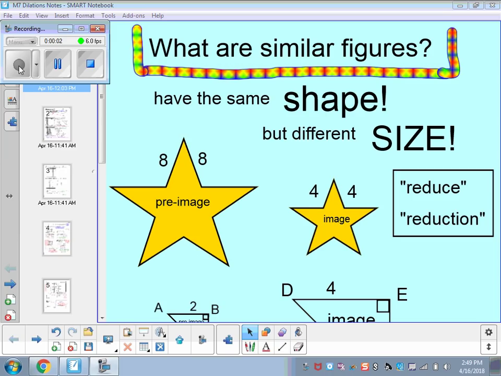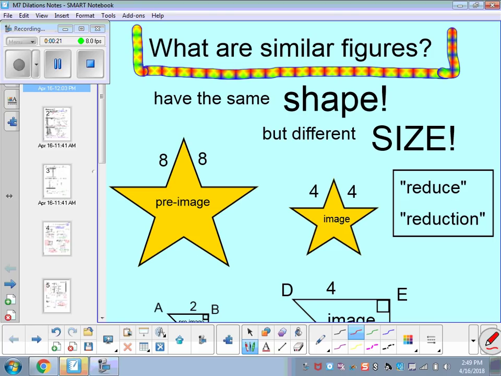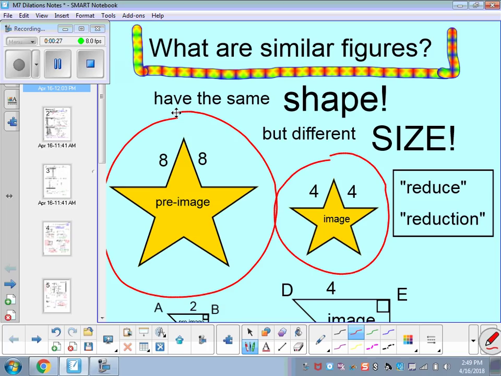Alright, so in this video we're going to learn about how similar figures can be represented on the coordinate plane. And when we have similar figures drawn on a coordinate plane, we call them dilations. Alright? So, just a quick review, similar figures have the same shape, but a different size. So what I have here is a first star drawn, and we can see that it's a little bit bigger than the second star that we have drawn.